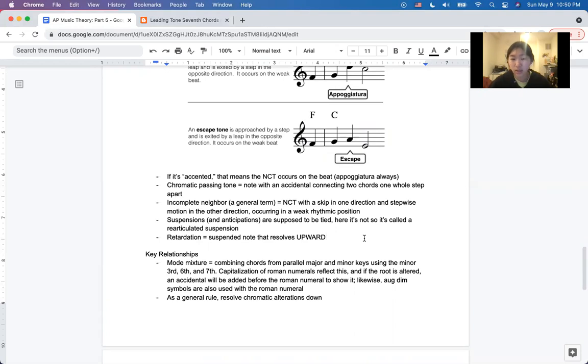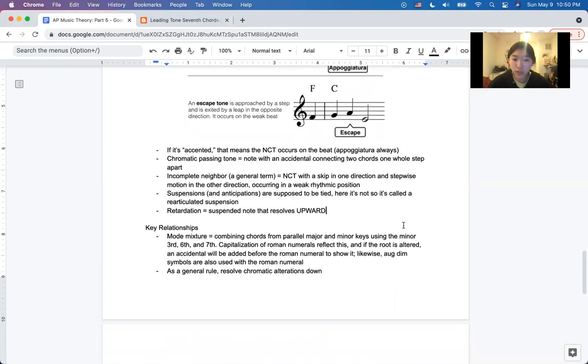Retardation. This is a suspended note that resolves upward. This comes up a lot in multiple choice questions. You just want to remember the term since it can be kind of confusing, as the name of it is completely unrelated to what it actually does.